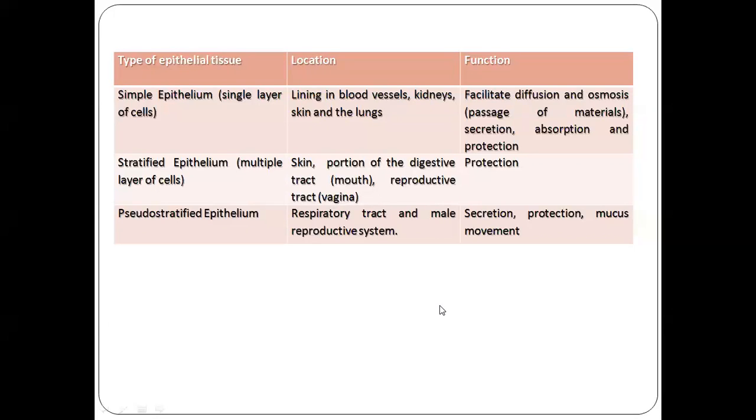Okay. How many types of epithelial tissue are we studying? Three. Simple epithelium, stratified epithelium, and pseudo-stratified epithelium. Then, simple epithelium is found in the blood vessels, kidney, skin, and lungs. Function: facilitate diffusion and osmosis, meaning diffusion will transport proteins or different materials, amino acids, different materials.